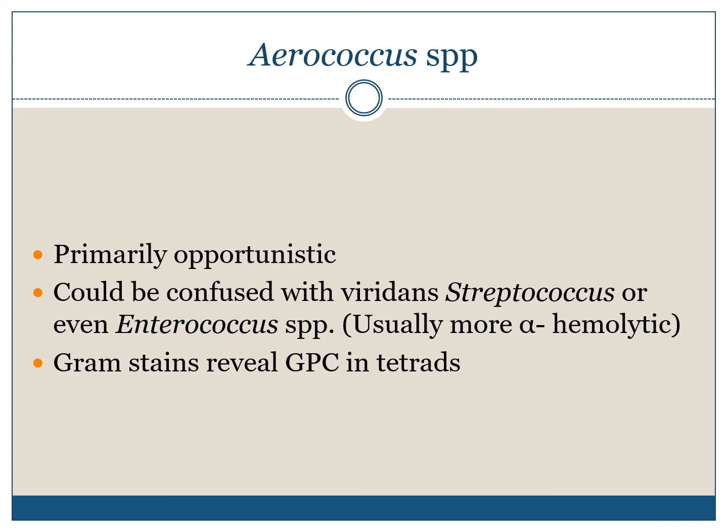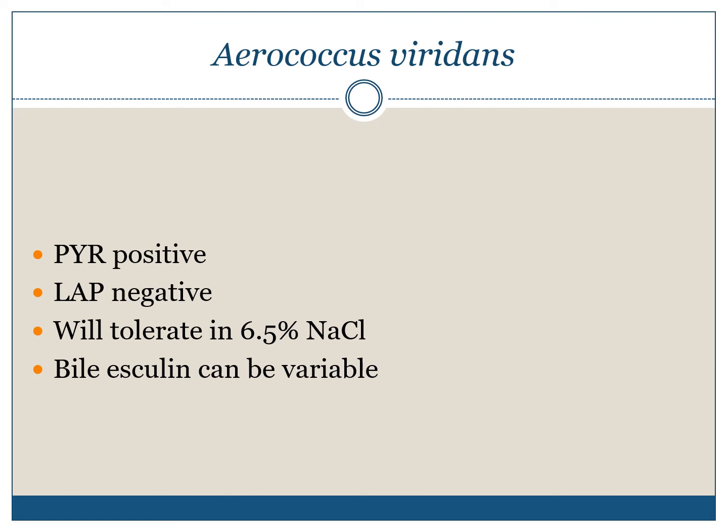They may be weakly catalase positive. Their PYR is going to be positive, but the LAP, which is leucine aminopeptidase, is going to be negative. So Aerococcus viridans, like I said, is PYR positive and LAP negative. Enterococcus, on the other hand, is LAP positive. That's the main reason why we use the LAP test, to differentiate Aerococcus from Enterococcus. So Aerococcus is LAP negative and Enterococcus is LAP positive. Aerococcus viridans will tolerate 6.5% salt, but the bile esculin can be variable depending on the species.